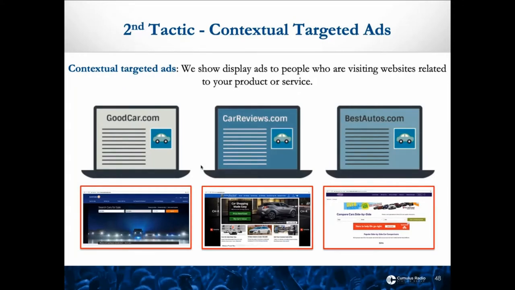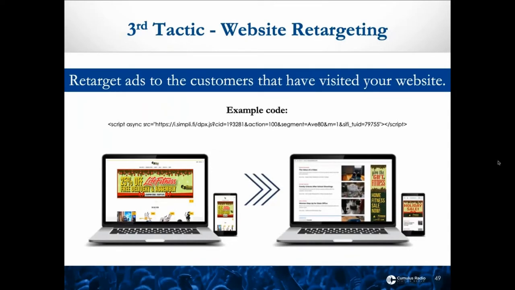So to replace this example of a car, let's say they're looking for employment and they would just go from site to site to site. Now, these are sites that have to do with jobs and have to do with, you know, being unemployed or whatnot. So we would serve your ads to them. That's contextual targeting ads.